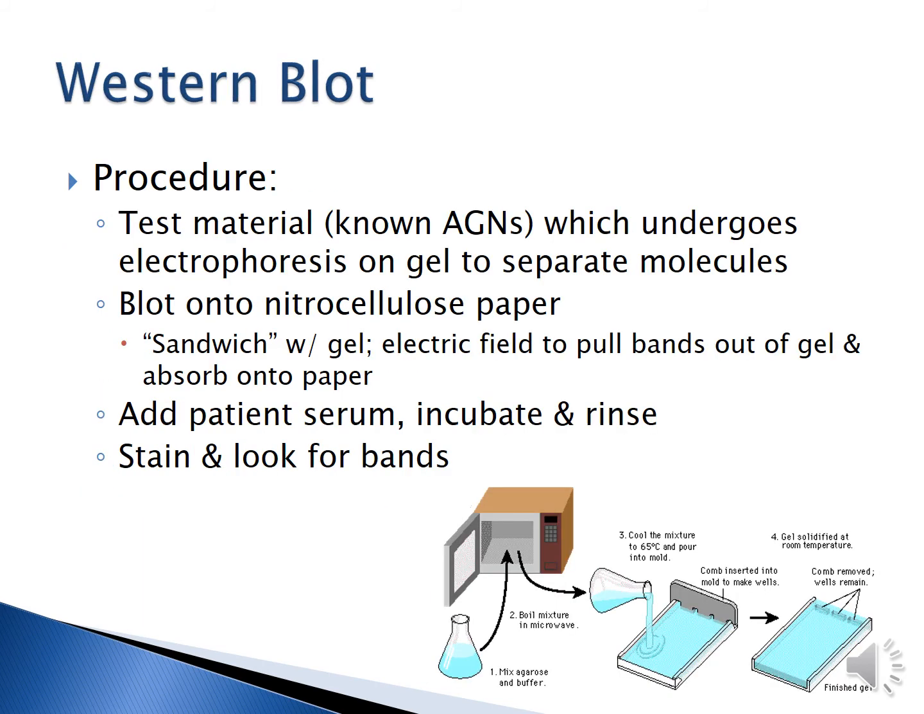In no way is the procedure that I have on this slide the full process of a Western blot. It is super labor intensive. This is just the general outline of the Western blot. So we have our known antigens, which undergo electrophoresis to separate the molecules. We'll blot this onto nitrocellulose paper, aka a sandwich. With the gel, we will put it through an electrical field to pull the bands out of the gel to absorb into the paper.